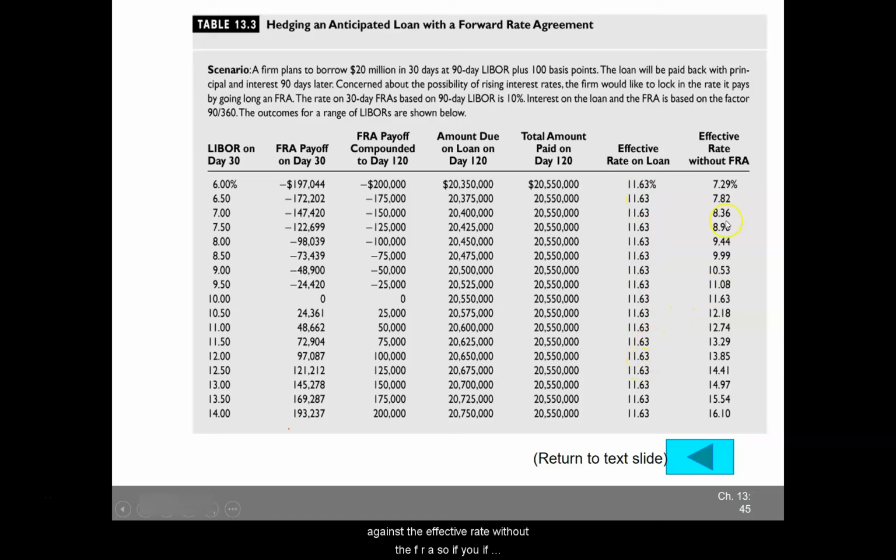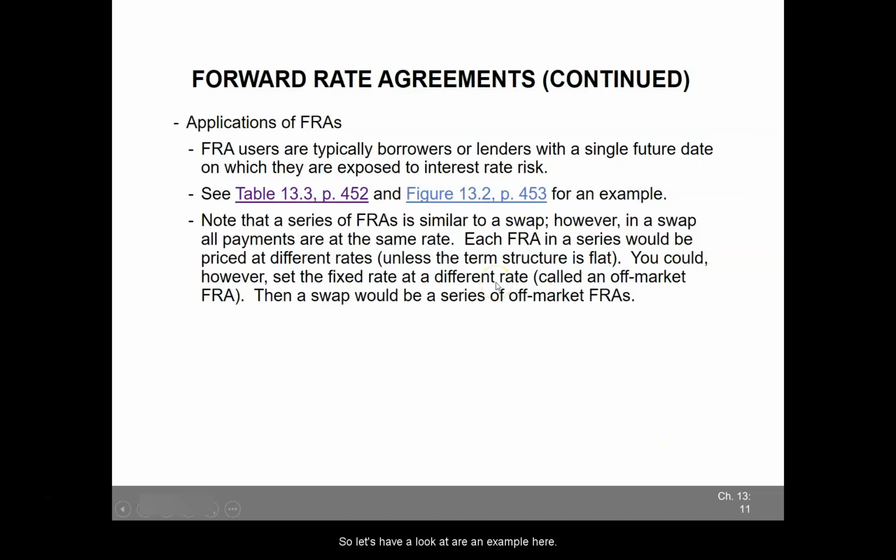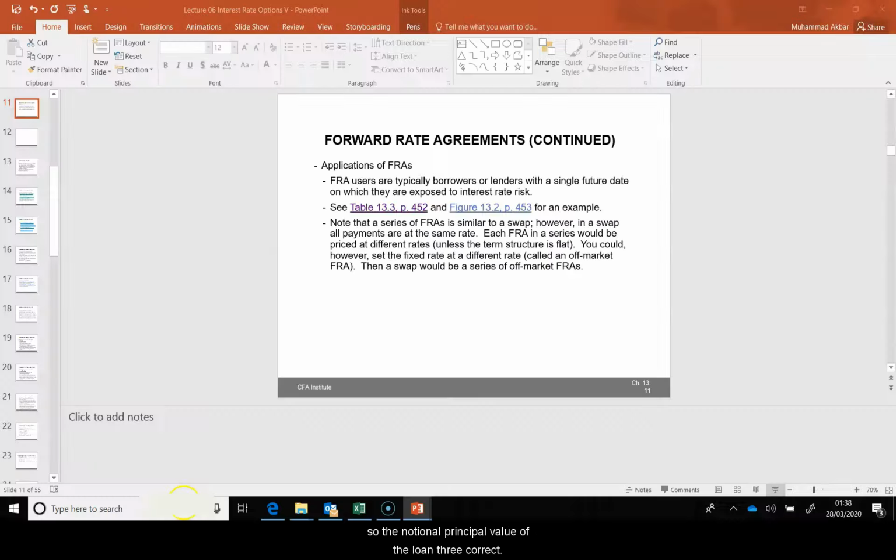And this can be compared against the effective rate without the FRA. So if you don't enter into the FRA agreement, this is exactly what will be the cost of the loan. At lower rates, you will be paying a lower interest rate, but then you are exposed to paying a higher interest rate if you are not hedged using the FRA. So let's have a look at an example here to understand how the payoffs have been calculated, particularly the effective interest rate of 11.63%.